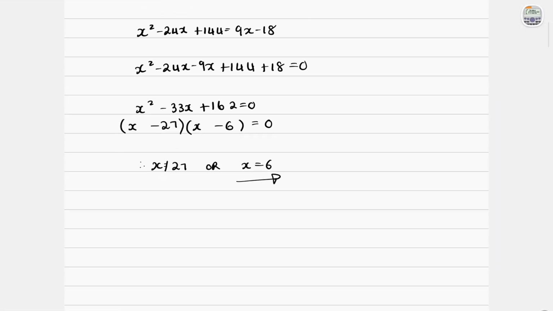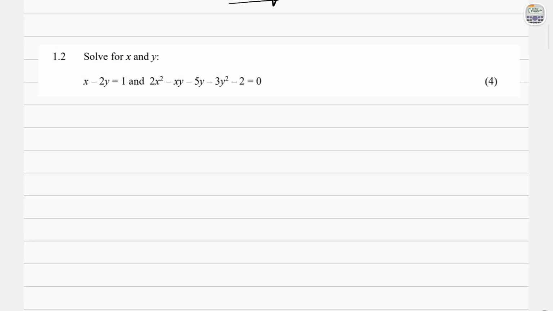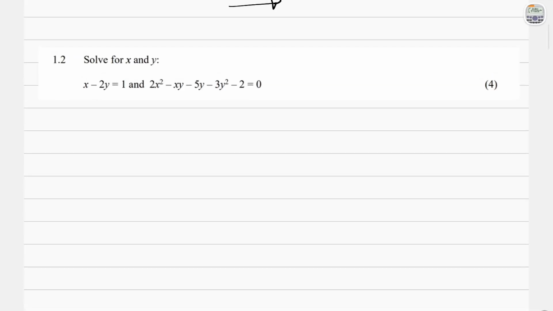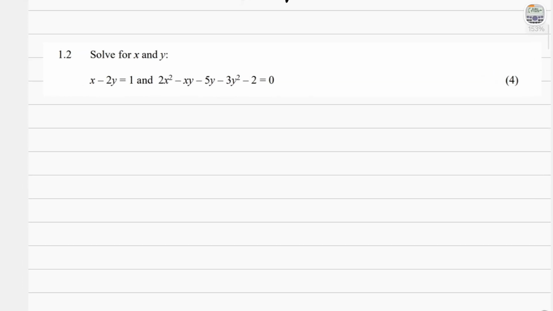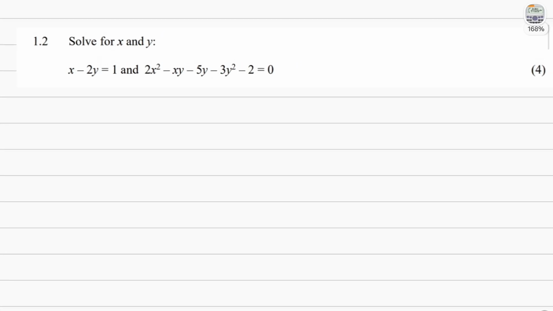Moving on to the next question. Question 1.2, we have a simultaneous equation, and we are told to solve for x and y. Okay, so look for the linear equation or the equation that can be made linear. And I'm saying this because sometimes they will give you an exponential equation. Now, the thing about exponential equations is you can still get a linear equation from it.